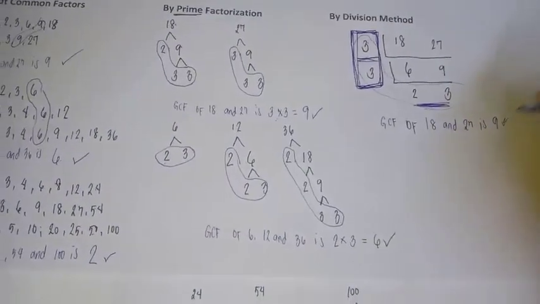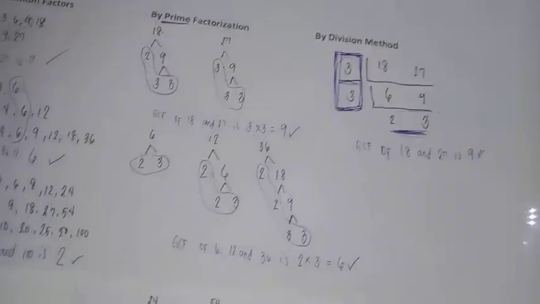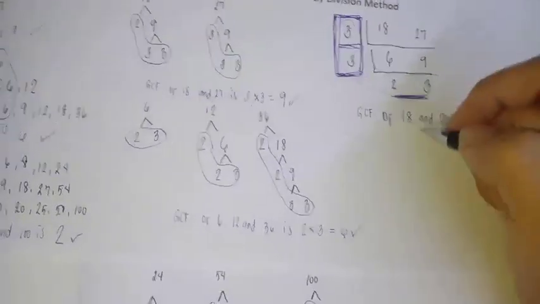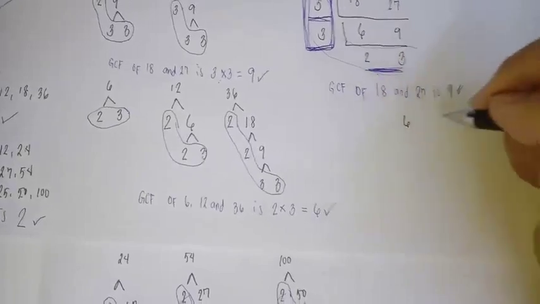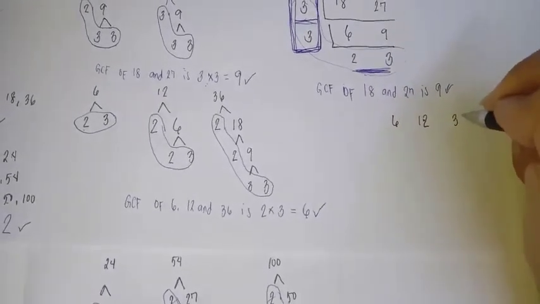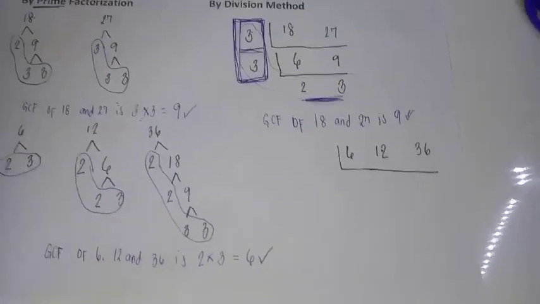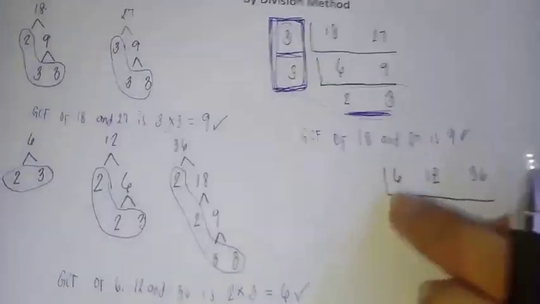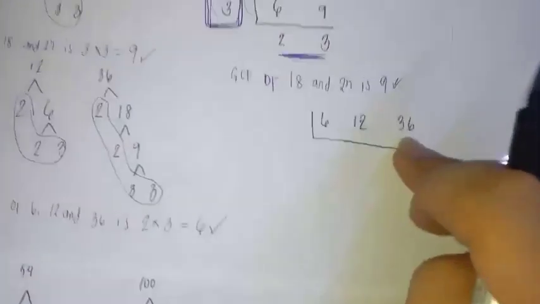So that is the division method. Let's proceed to the second number, which is three numbers: we have 6, we have 12, and we have 36. So same process sa division method. Mag-iisip lamang tayo ng smallest number that can be divided to 6, 12, 36 without getting any remainder.